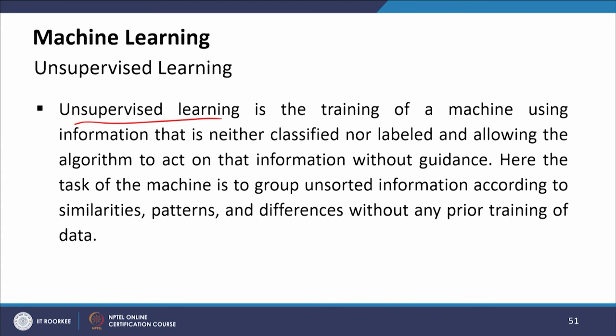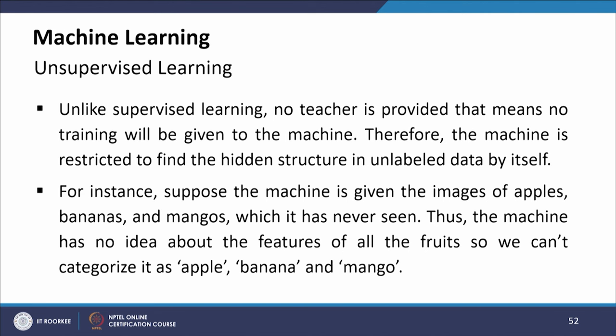Unsupervised learning is the training of a machine using information that is neither classified nor labeled and allowing the algorithm to act on that information without guidance. Here, the task of the machine is to group unsorted information according to similarities, patterns and differences without any prior training of data. Unlike supervised learning, no teacher is provided. That means no training will be given to the machine. Therefore, the machine is restricted to find the hidden structure in unlabeled data by itself.